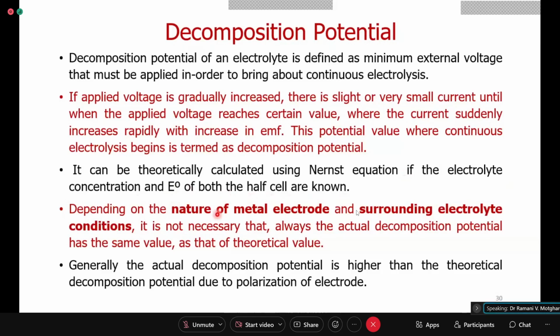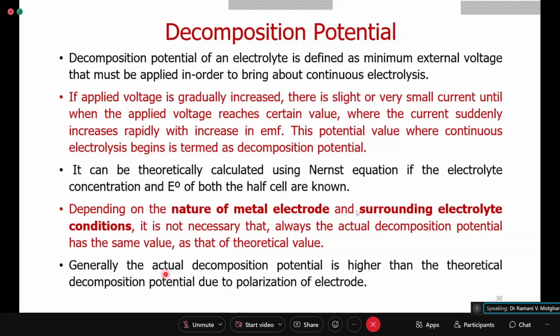It can be theoretically calculated from the Nernst equation if the electrolyte concentration and E naught of both the half cells are known. Depending on the nature of metal electrode and the surrounding electrolyte conditions, it is not necessary that the actual decomposition potential will always have the same value as the theoretical value. Because of this, a number of phenomena and electrochemical evaluations can be done. Generally, the actual decomposition potential is higher than the theoretical decomposition potential, and this happens due to polarization.